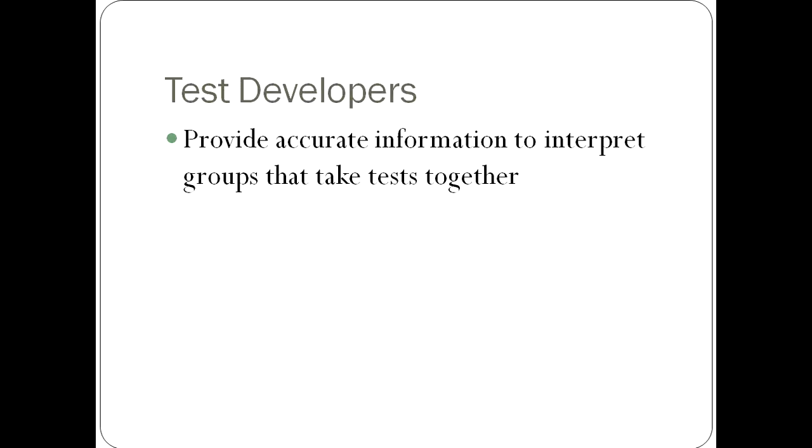Now, test developers need to provide accurate information to interpret groups that take tests together, and that would include whether they're male or female, or their age group. It needs to be very specific because somebody who's 6 is going to test very differently on an IQ test from somebody who's 19 if they're taking the same test.